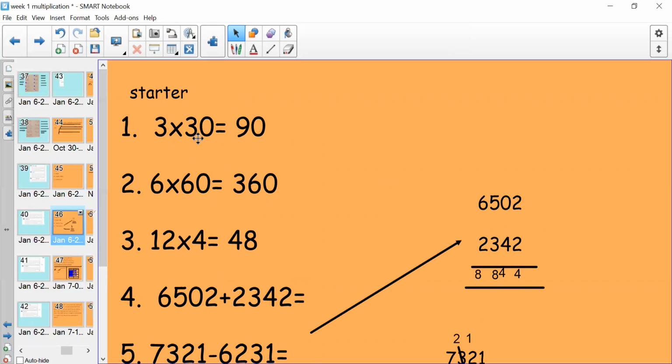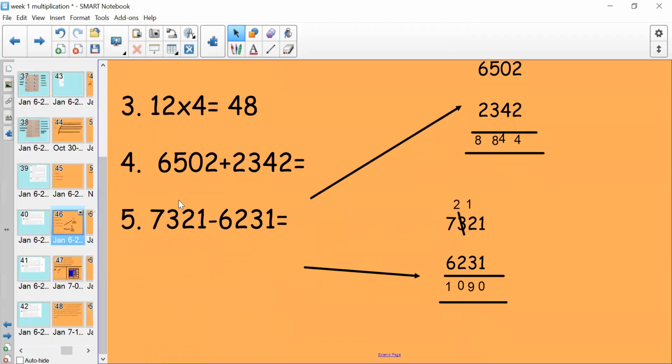So 3 times 30 is 90. And if we think about yesterday's lesson, we could have used 3 times 3, which is 9, to help us get the answer. Then 6 times 6 is 36, therefore 6 times 60 will be 360. 12 times 4 is your basic knowledge of your multiplication times tables, so that was 48. And the number 4 and 5 was column addition and subtraction.